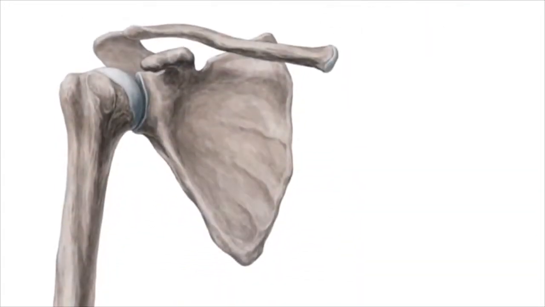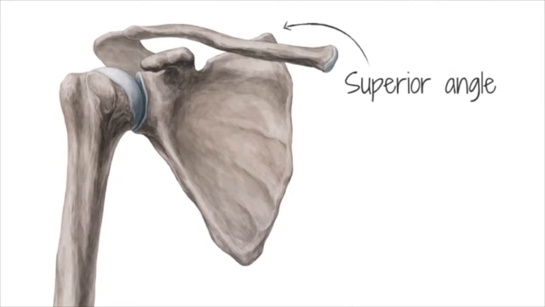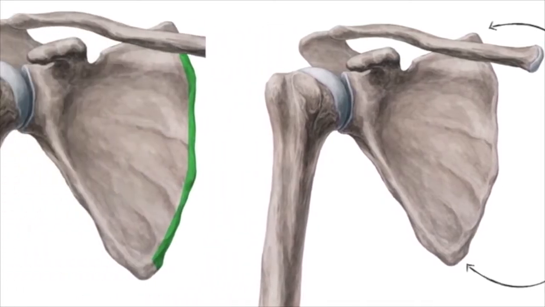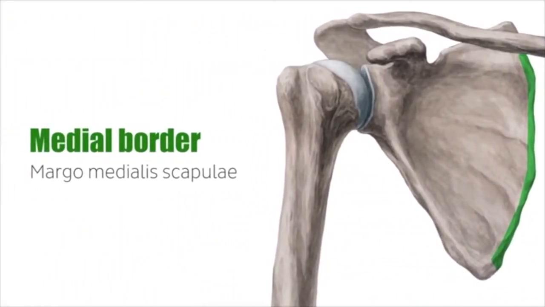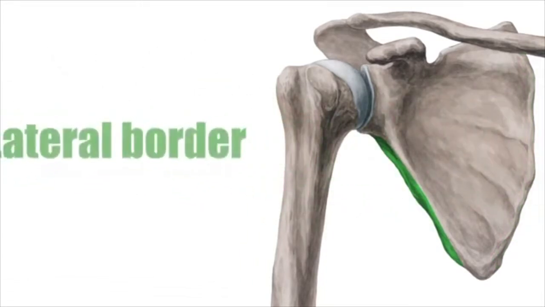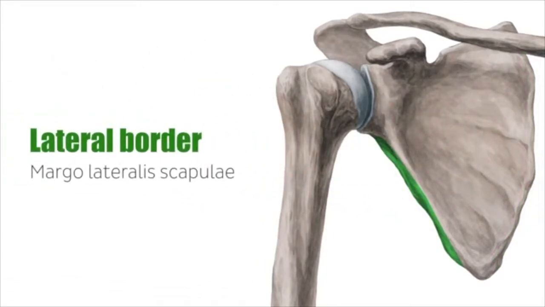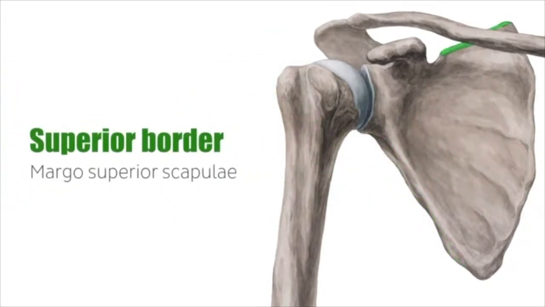In this short tutorial, we will list the anatomical features of the scapula. First, the angles. They are the superior angle and the inferior angle. Next are the borders of the scapula. The medial border, which is the longest and faces the vertebral column. The lateral border, this is the border of the scapula facing the humerus. And the superior border, which is the shortest and thinnest.